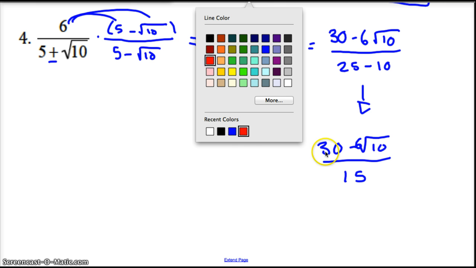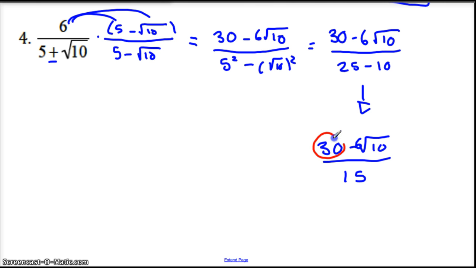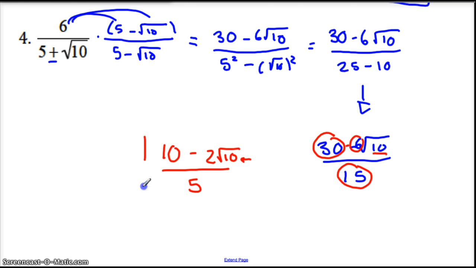Why? What you do is look at all these numbers: 30, 6, just the outside number, and 15. Do these all have a common factor? Yes, 3. So since I could divide these all by 3, I could simplify this by dividing each one of these by 3. Not what's in the radical, okay? This doesn't have to get divided by 3. So if I divide everything by 3, it simplifies to 10 minus 2 radical 10, stayed the same, okay? All over 5. And that would be our final answer.